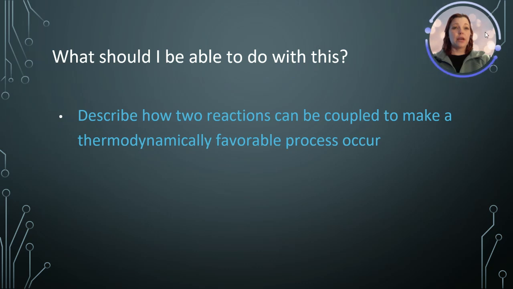Okay, so that's actually it for this topic. What should you be able to do with this? We should be able to describe how two reactions can be coupled to make a thermodynamically favorable process occur, recognizing that summing the Gibbs free energies will be a very clear way to show that that can happen, and also that they often happen through the formation of a common intermediate.